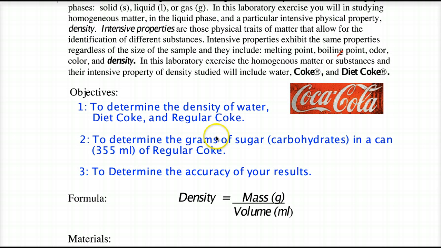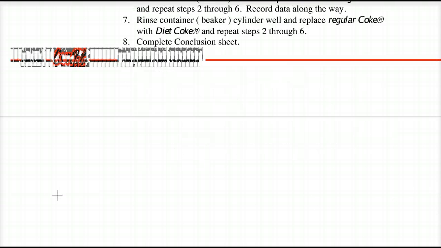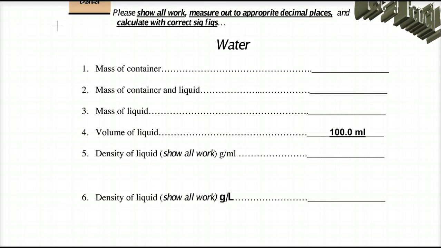Okay, let's review the objectives. We're going to find the density of water, Diet Coke, and regular Coke. How are we going to do that? Well, if you look at your data table, very simply, we're going to eventually get to a data table. And we're going to start with water.